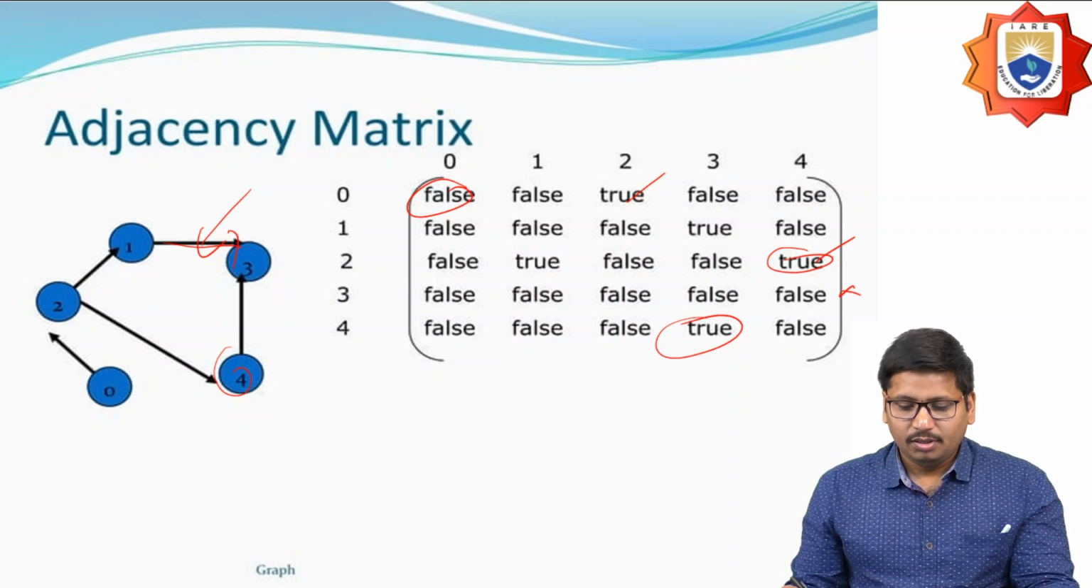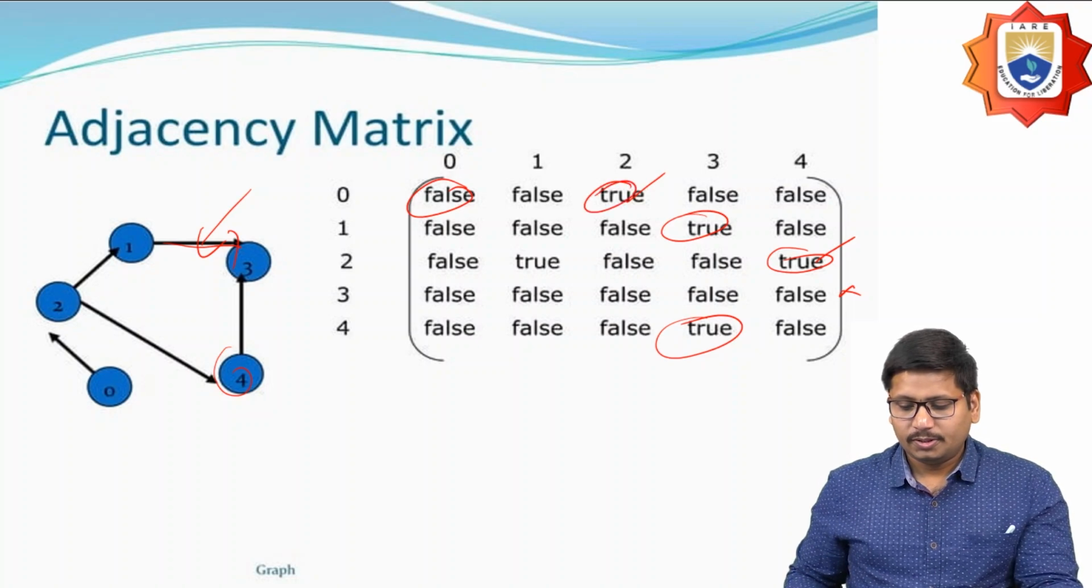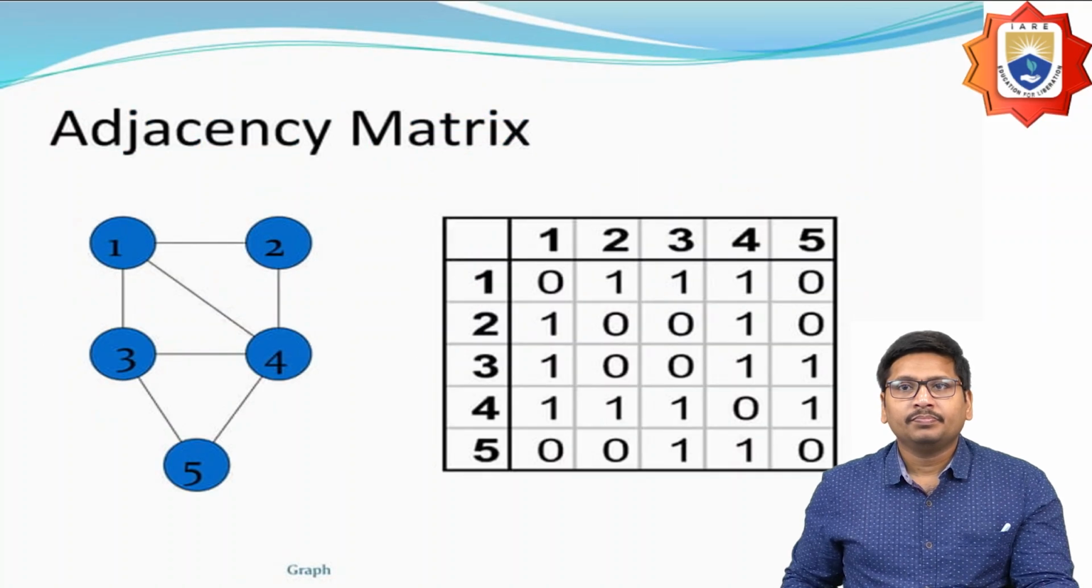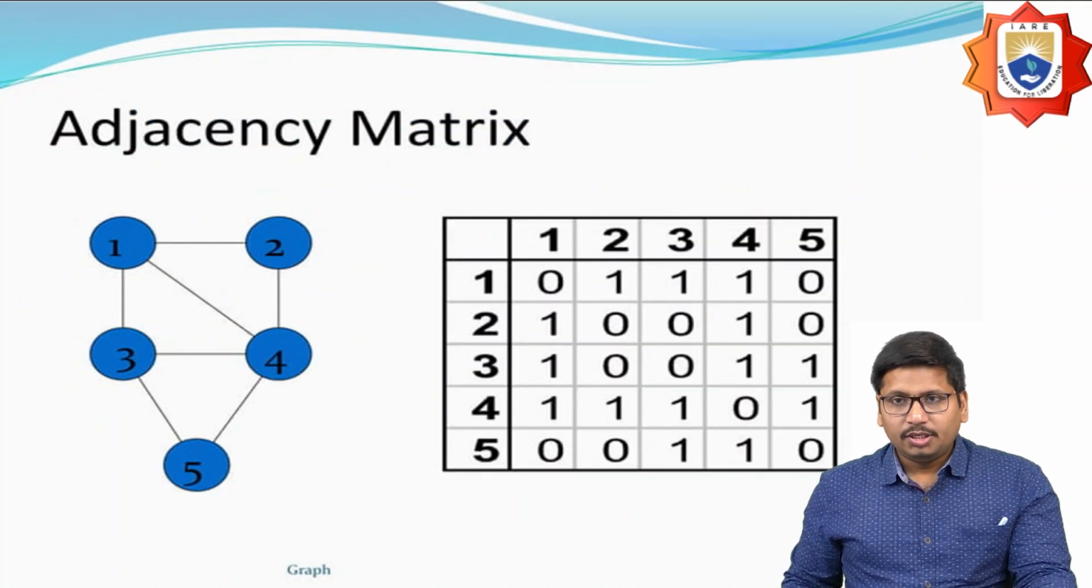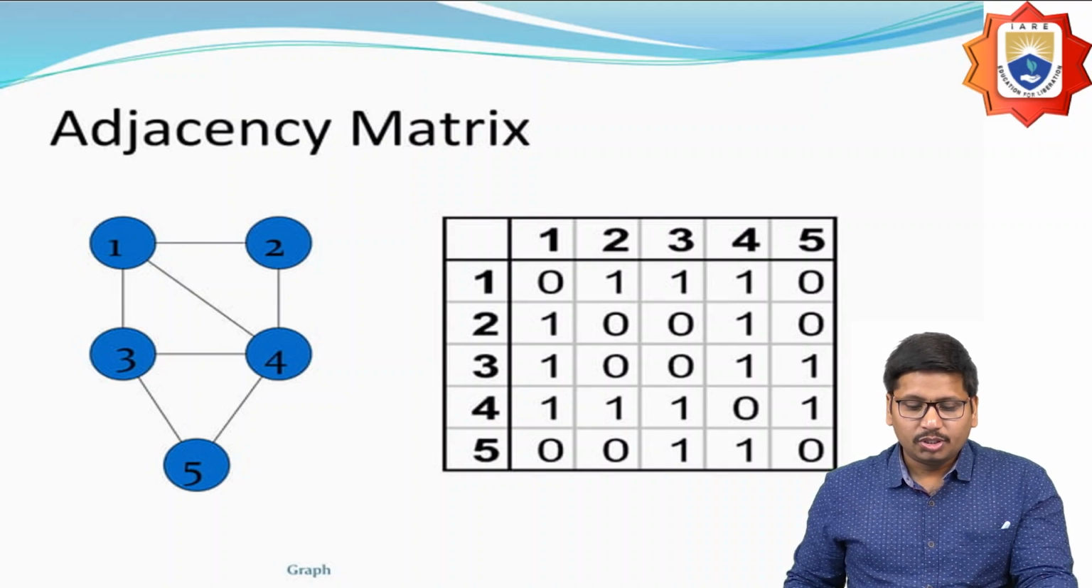And from 1, so 1 to 3. And 0 to 2. So instead of representing true or false, I can use the convention of ones and zeros as well.